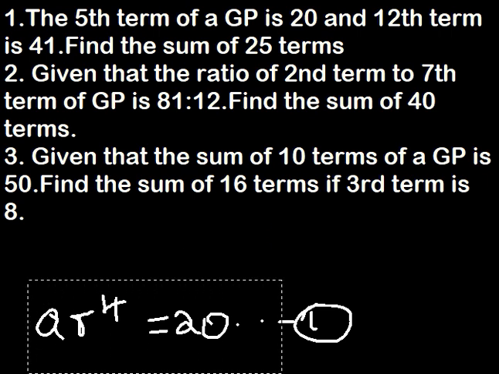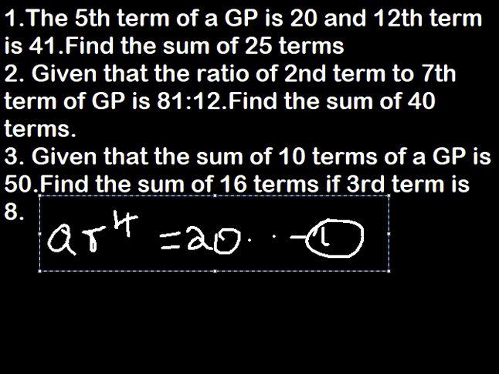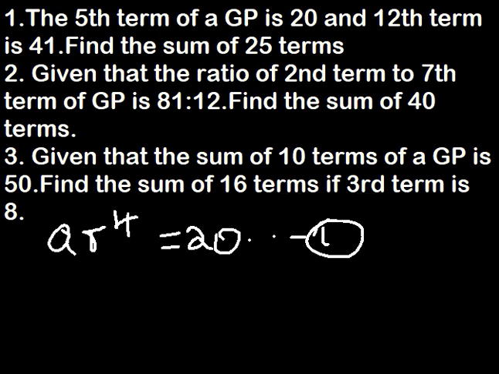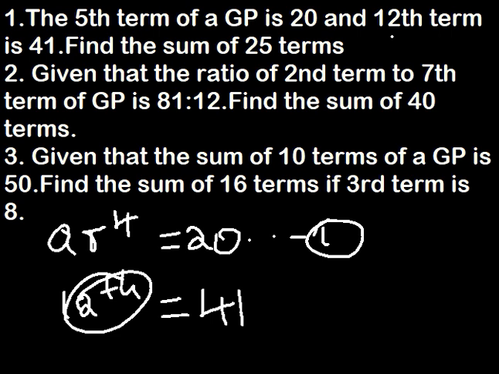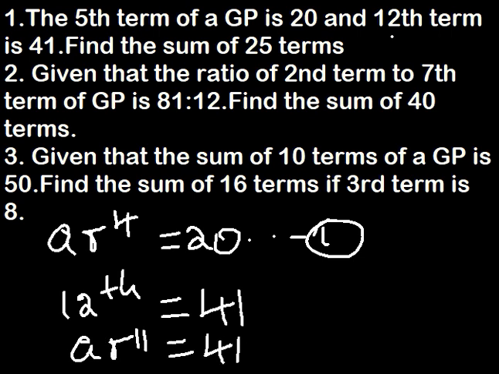And also you should have to consider the other part of the question. And what is that part? The question says that the 12th term is 41. Okay, what is the formula corresponding to that? So which means it will be given as ar to the power 11, which is equal to 41. So this is the equation number 2.